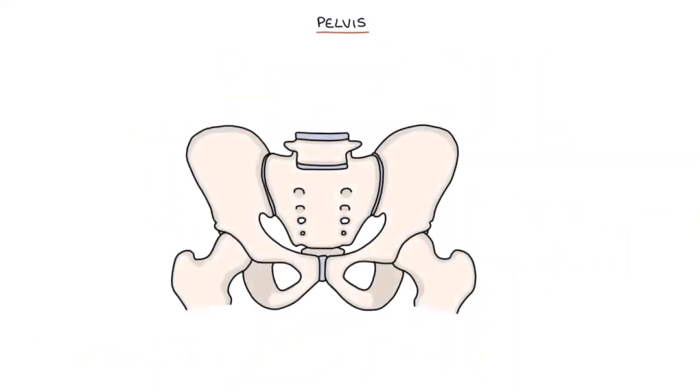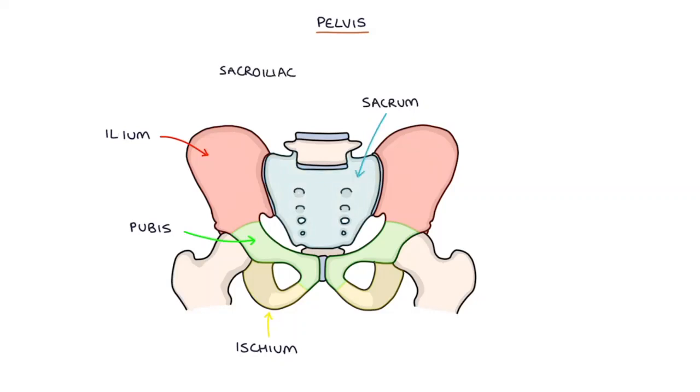Next, let's move on to the pelvis. The pelvis is made of 3 main bones, the ilium, the ischium, and the pubis bones. At the base of the spine is the sacrum, and this attaches to the ilium of the pelvis at the sacroiliac joint.